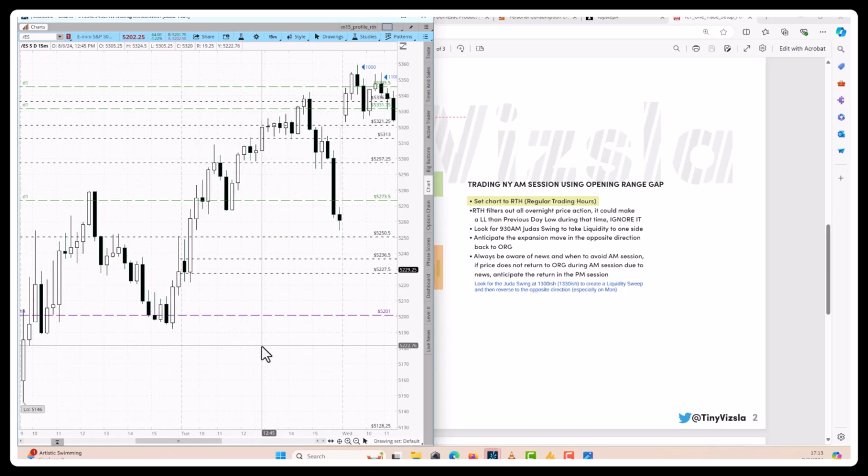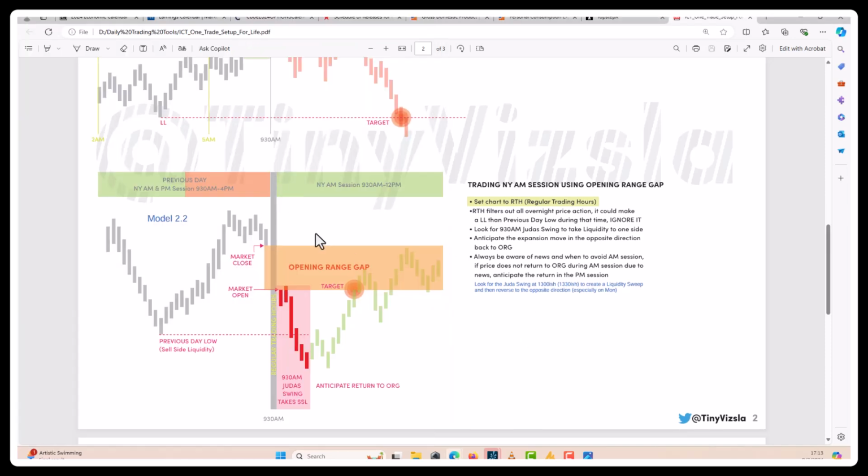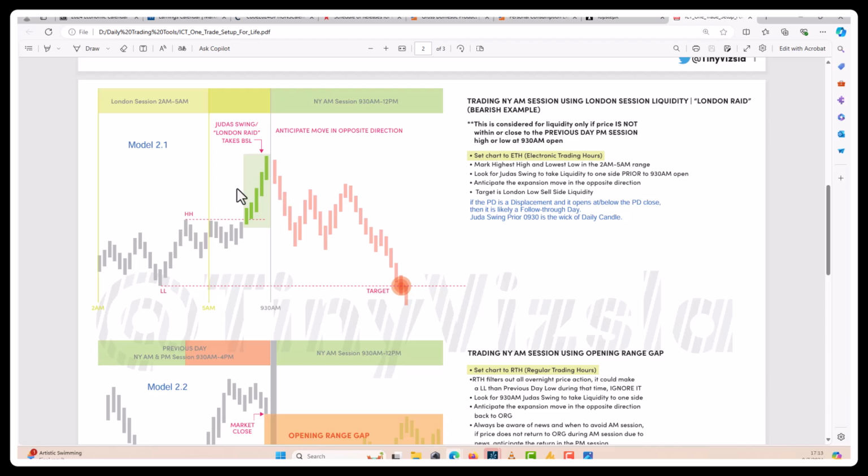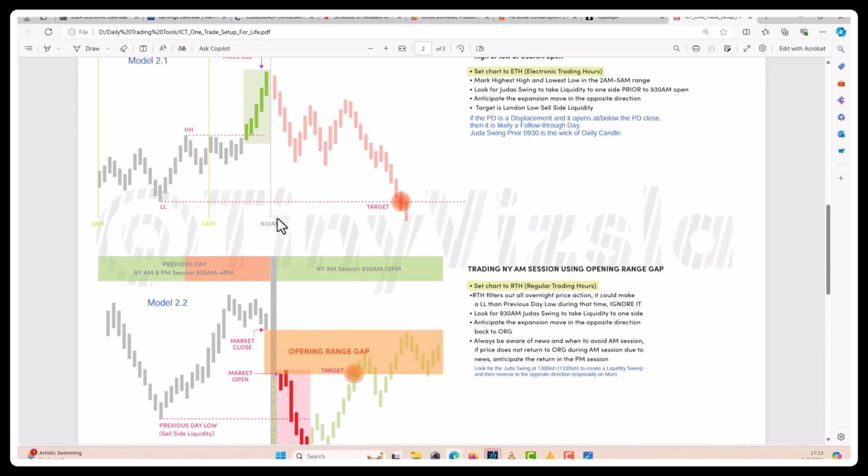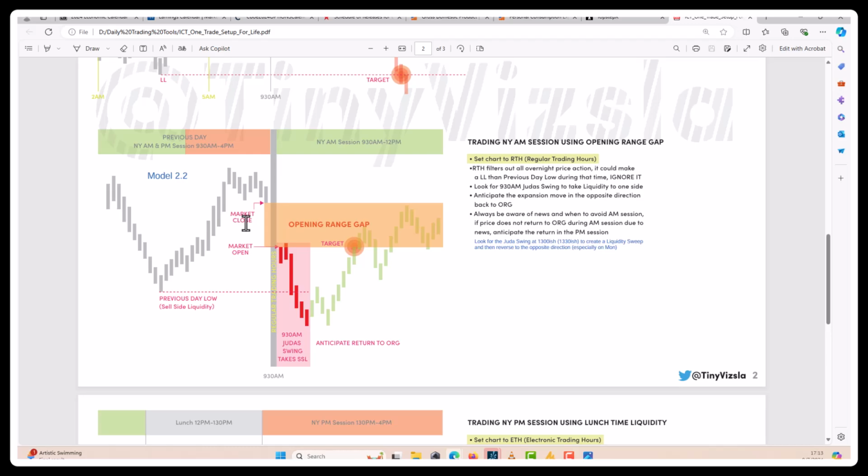Remember, yesterday we didn't have any gap, just to let you know. So it fits well with model 211, which is the London raid. But today we do have a gap, so this model works well for today. You look at the magic, it happened exactly today, but it's just the short setup. This is the long setup.